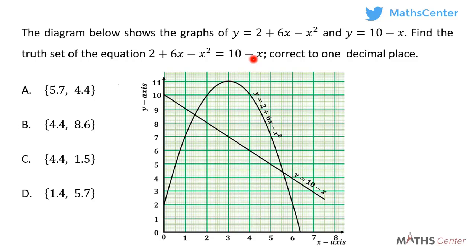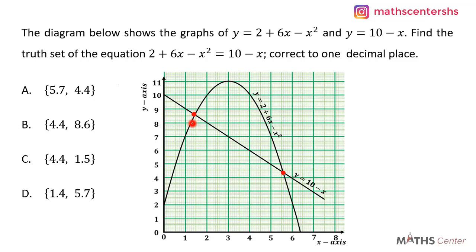We can see from the equation that it was formed by equating the curve to the straight line. To get the truth set of this equation, we will have to locate the points of intersection of the line and the curve, since the equation was formed by equating the line to the curve. So you have to pick the points of intersection of the line and the curve on the graph sheet. On the graph sheet, we can see that the line and the curve intersect at this point and this point. The solution of this equation will be the x coordinates of these 2 points.